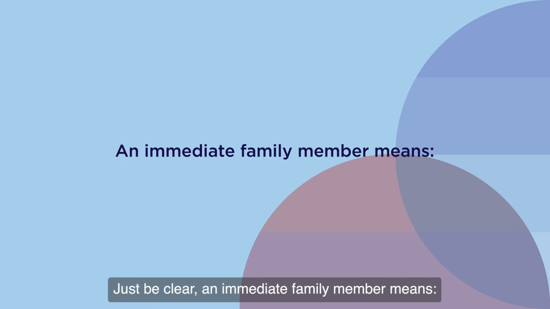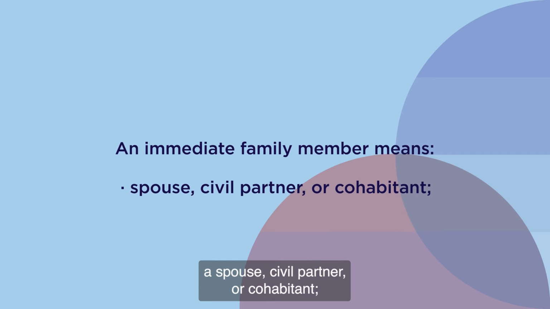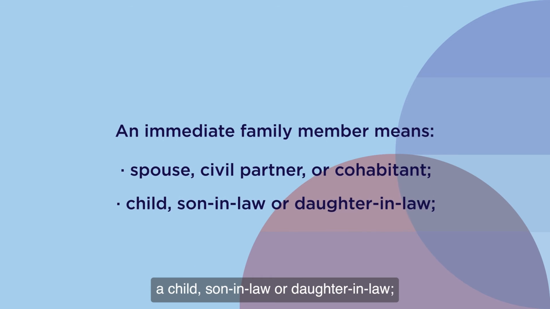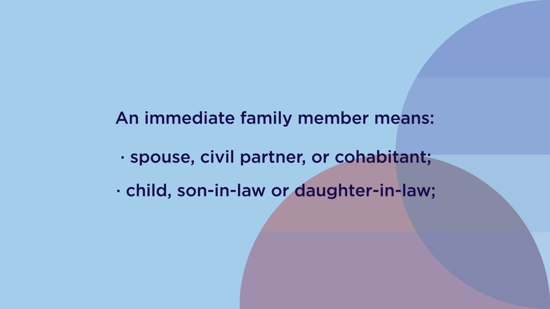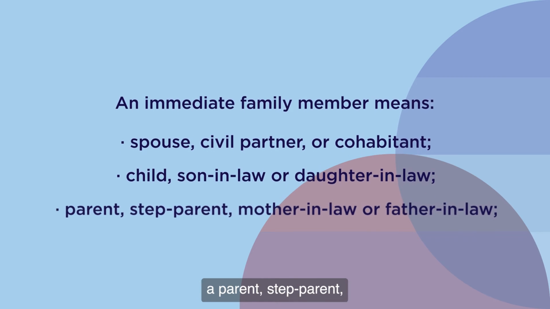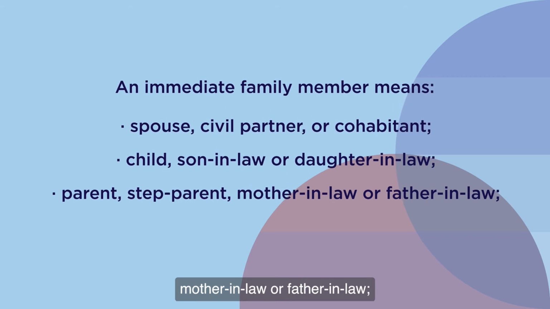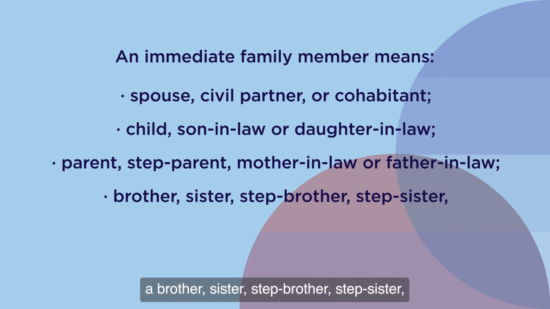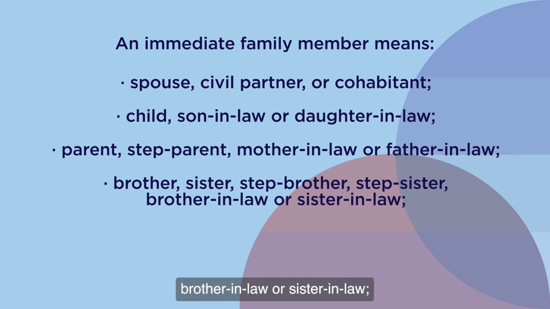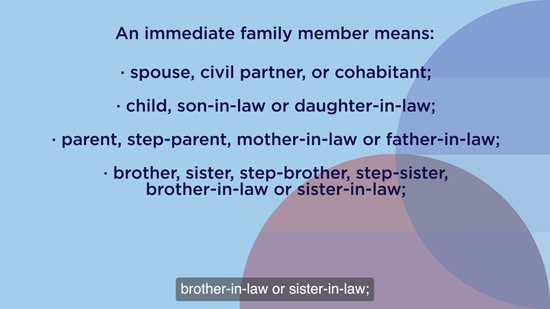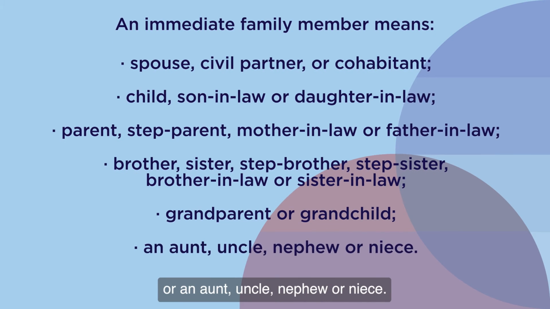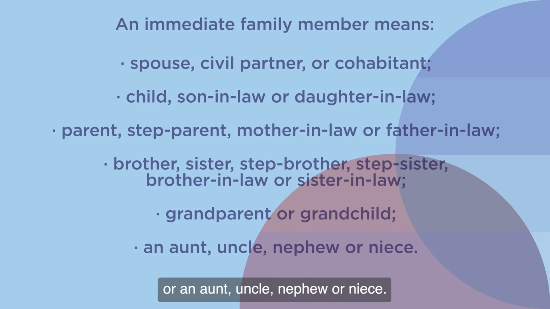Just to be clear, an immediate family member means a spouse, civil partner, or cohabitant, a child, son-in-law, or daughter-in-law, a parent, step-parent, mother-in-law, or father-in-law, a brother, sister, stepbrother, stepsister, brother-in-law, or sister-in-law, a grandparent or grandchild, or an aunt, uncle, nephew, or niece.